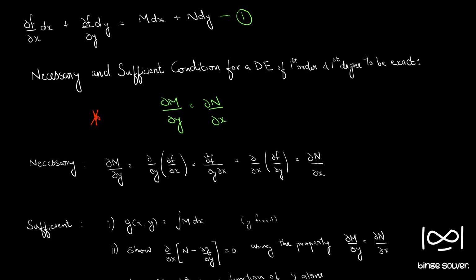That is, we will be given an M dx plus N dy equal to 0 form differential equation. From that, we can identify what our M is and N is. Once you identify M and N, you can check whether ∂M/∂y, that is partially differentiating M with respect to y, is equal to ∂N/∂x, partially differentiating N with respect to x. So if this is equal, then we can say the given differential equation is exact.